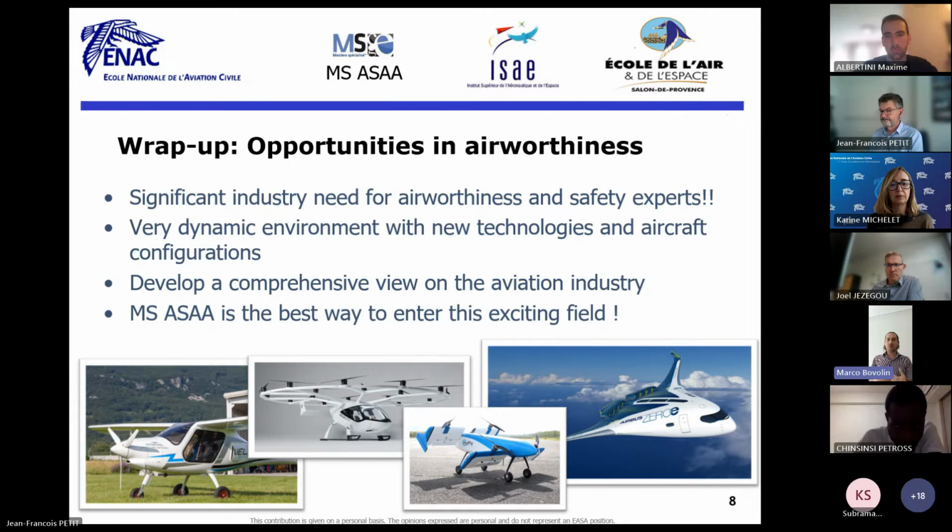There are new technologies, new aircraft configurations coming to the market. We have electrification, we have VTOL with distributed propulsion, we have concepts for using hydrogen. We have high autonomy, so drones or AI, and digitalization. How do you deal with electronic flight bags? We have blended wing design. So it's really a dynamic environment.